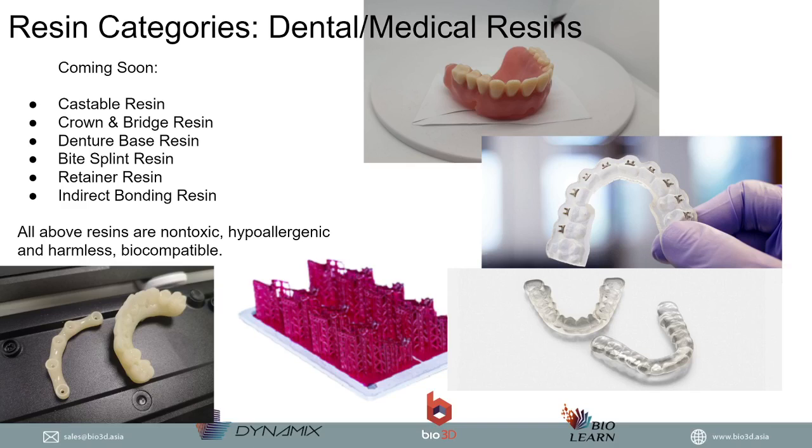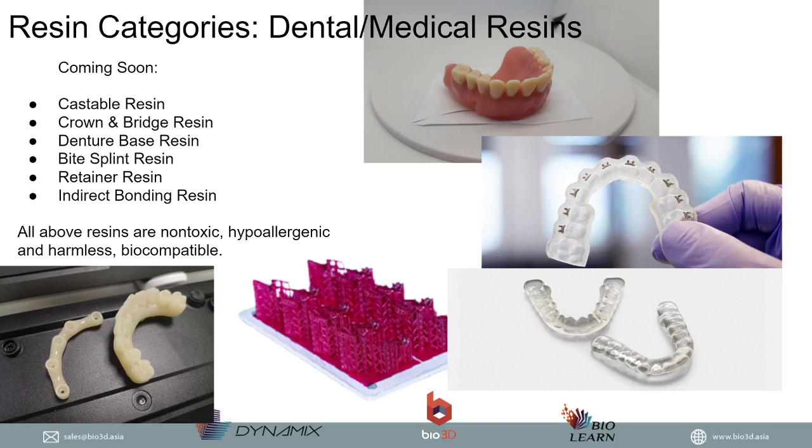Another perk for the bite splint resin is that it's available in a few colors. So depending on what your patient would like, you can have a few different colors, and accordingly you can go ahead and 3D print their bite splint for them.